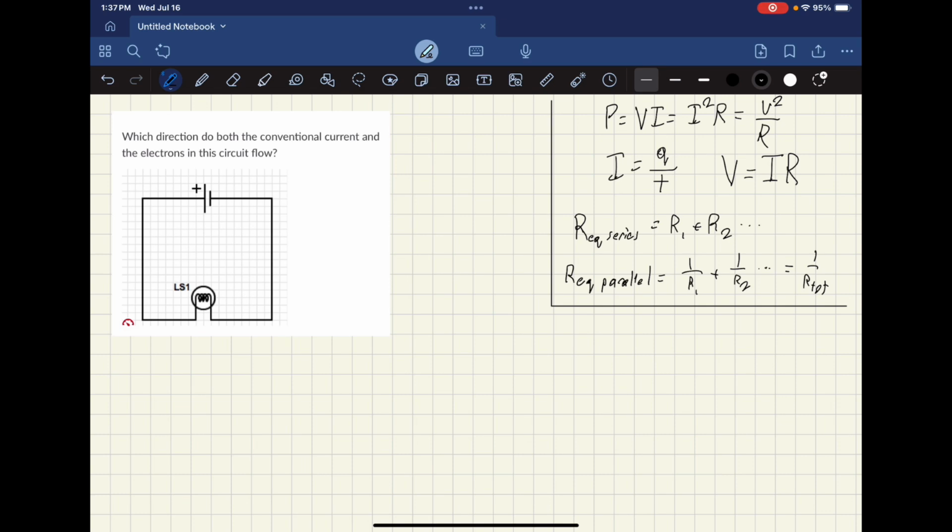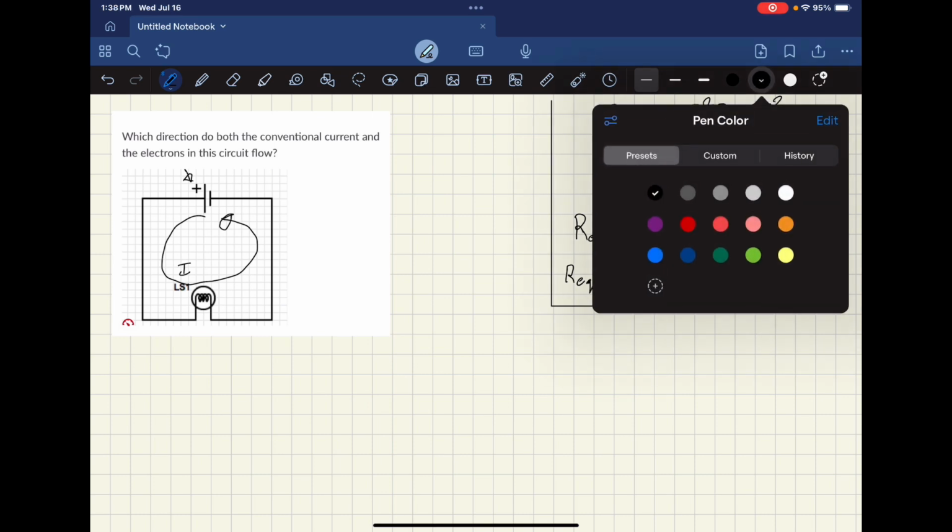Conventionally, current flows from positive potential, or from higher potential to lower potential. The higher potential is going to be higher over here on the positive node of the battery. So current is going to flow this way from positive to negative. I'm going to label that I.